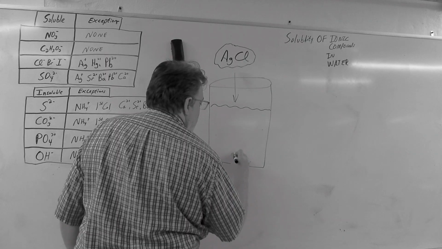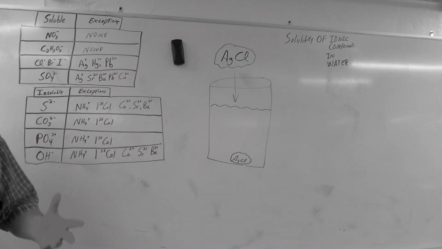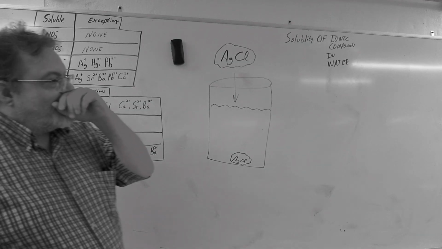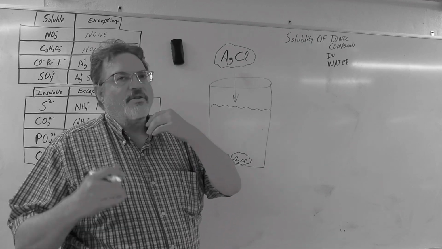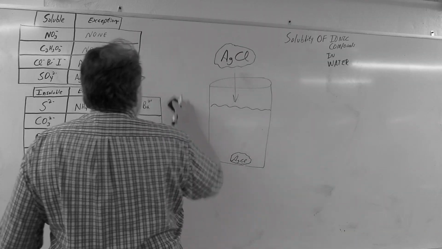AgCl. It's going to stay intact. It's not going to break apart into ions. That's what we mean by insoluble. It doesn't spread out as ions into the water. Okay, that's one way to think about solubility. I think it's the most natural, intuitive way you think about it. But let me try something else.